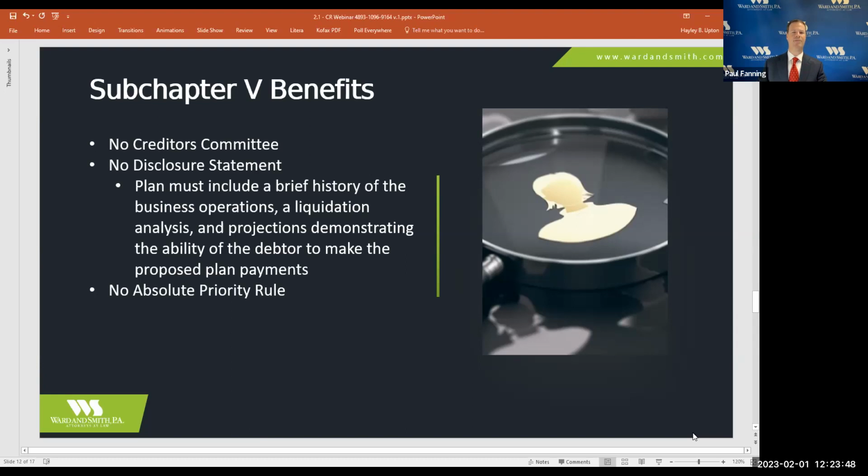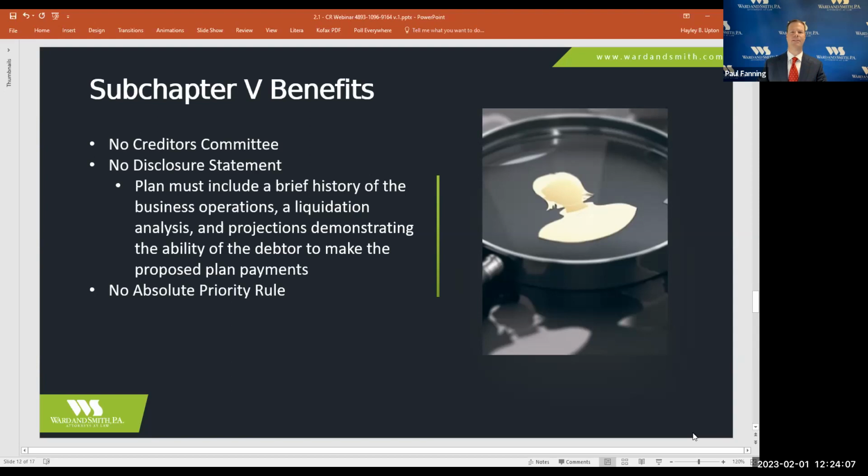Notably, in a Subchapter 5, the debtor has the exclusive right to file a plan. In traditional Chapter 11, the debtor has the exclusive right only for a finite period of time, after which other parties can file their own competing plan.